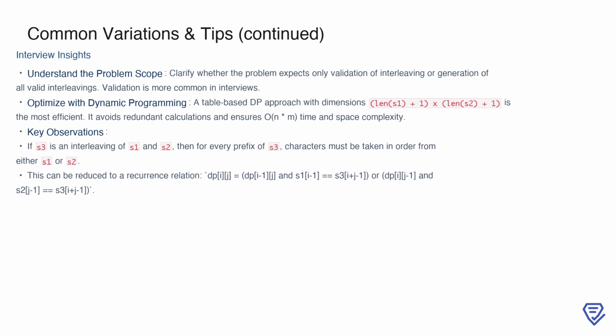Key observations include the fact that for any prefix of S3, characters must be taken in order from either S1 or S2, which leads to the recurrence relation: dp[i][j] is true if the prefix of S3 up to index i plus j can be formed by interleaving prefixes of S1 up to i and S2 up to j. This recurrence allows the algorithm to systematically validate interleaving while maintaining efficiency.